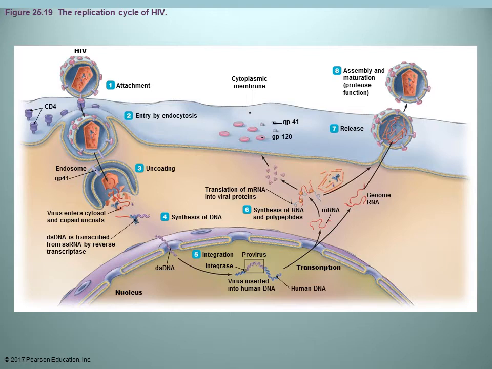And then later transcription can occur, making a messenger RNA, which is going to start the whole process of assembly, production, the production line that you typically see with the viruses. Transcription is going to occur, making the RNA, making the proteins to make that envelope, assemble everything together, and then finally release it.